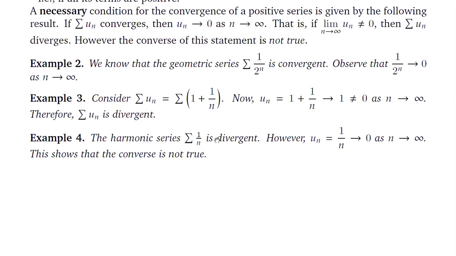The harmonic series summation 1 by n is divergent. However, un equal to 1 by n tends to 0 as n tends to infinity. This shows that the converse is not true.